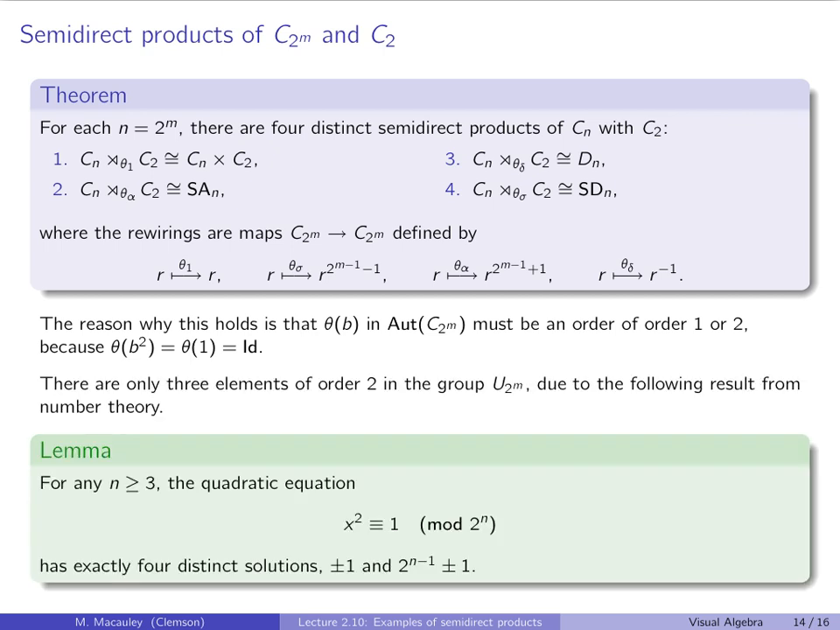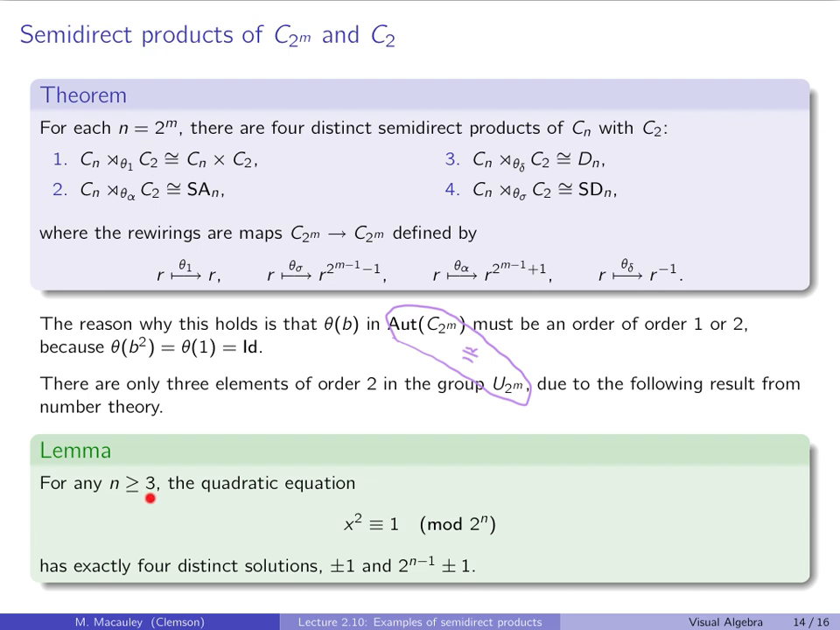So that means that phi has to have order 2. And it turns out that there are only 3 elements of order 2 in the multiplicative group of integers mod 2 to the m. Remember this? This is the group that is, again, watch the previous lecture, isomorphic to the automorphism group of C2 to the m. And this follows from a result in number theory. It's not the easiest result, but it's something that you could do in an undergraduate number theory class.